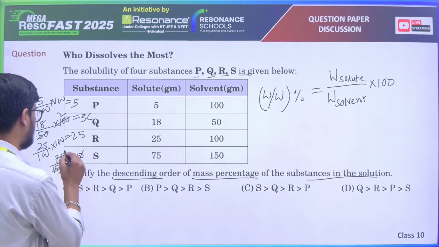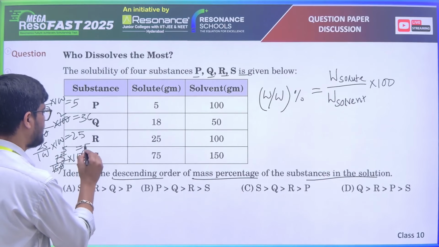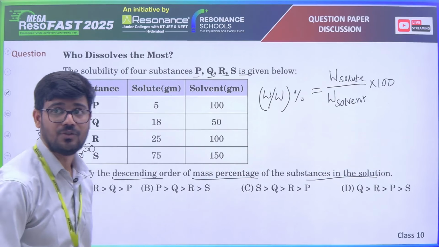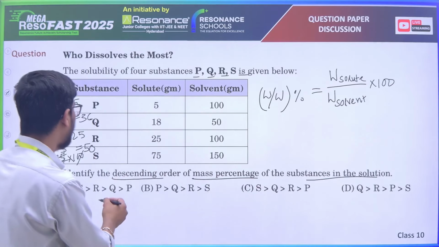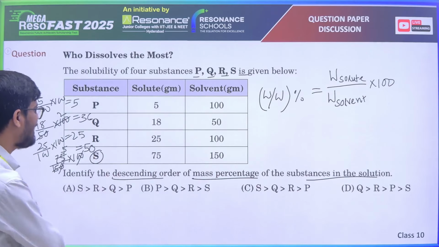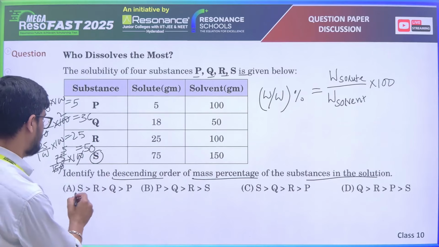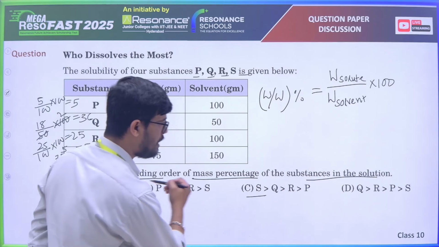So 5 into 10 means 50. Okay, so these are the values. So now if we compare these values, S is having the highest mass percentage. So check, here we have S first, here we have S first.